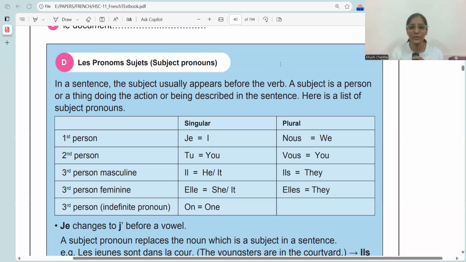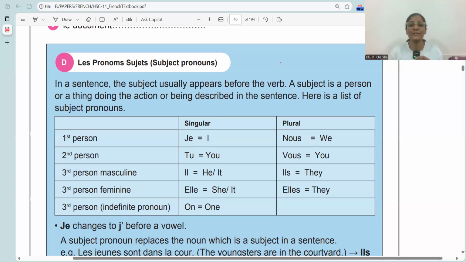In the first column, you can see je is first person singular. Je means I. Tu, second person singular, means you. Il, third person masculine and singular, means he or it. Il is used for masculine things when taking the meaning of it. For example, the pen. Pen is masculine in French. When I want to say it, representing the pen, at that time I will say il.